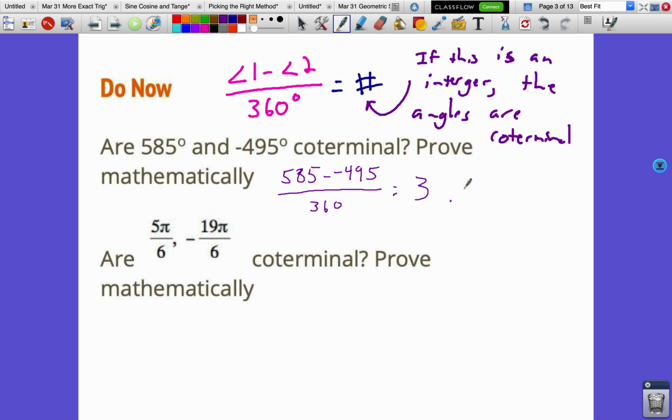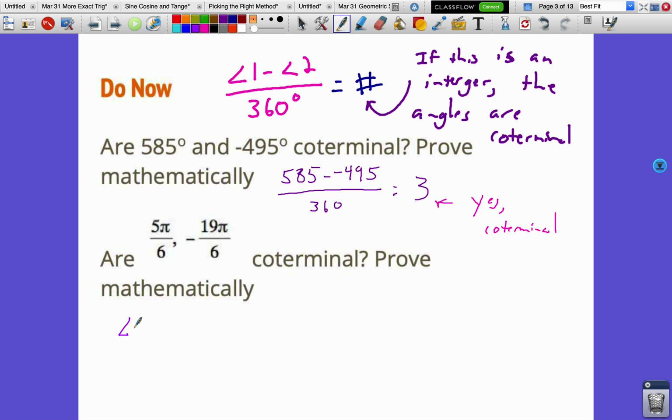So not only are they coterminal because I did get an integer, I now know that they are separated by exactly 3 revolutions. So we'll just say yes, coterminal. All right, what about these two? Well, these are given in radians.